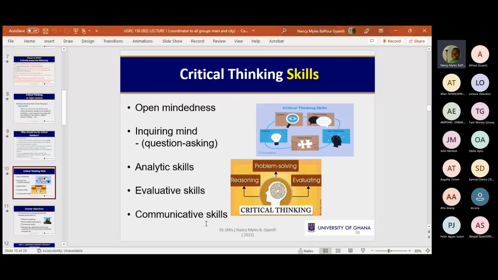So on your screen, you'll be analytic. You develop analytic skills, evaluative skills, communication skills, open-mindedness. You are not easily swayed. That's the point we are making. You are not arrogant at all. You are always hoping to hear an alternative view. You don't pretend to know it all. You don't even assume that what you know is the ultimate. That's the posturing of a mind that is critical.